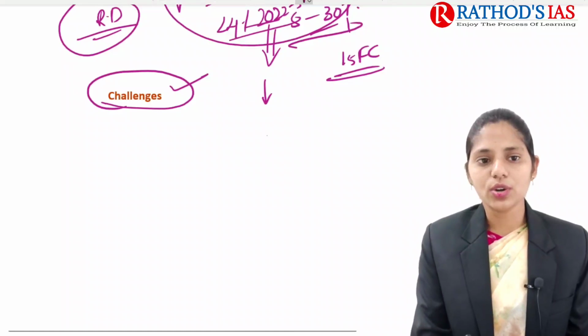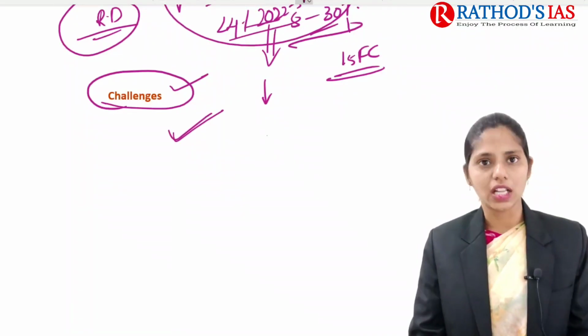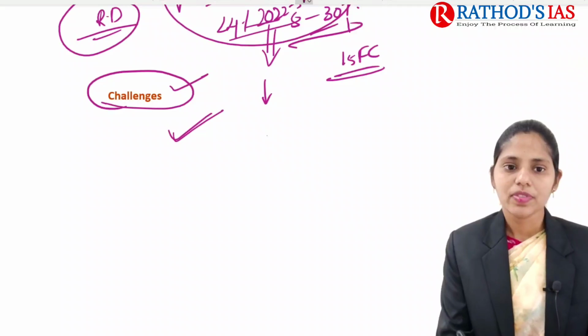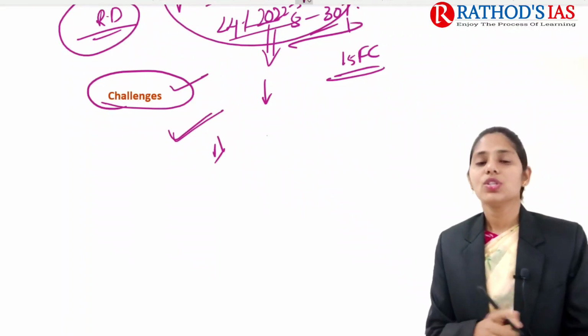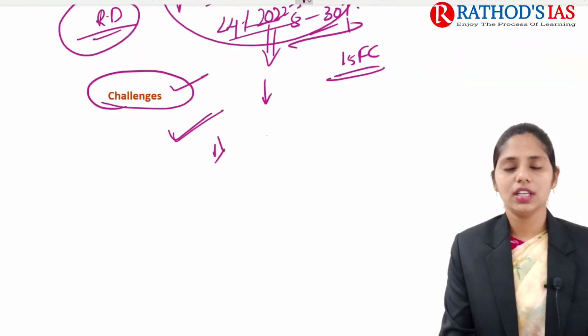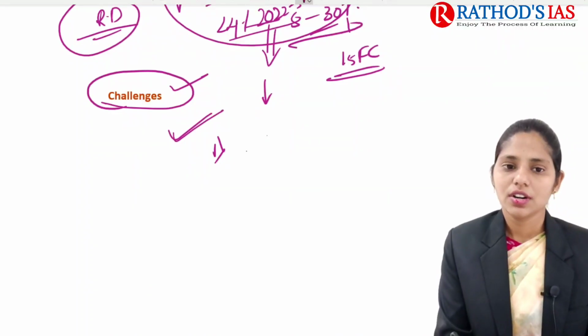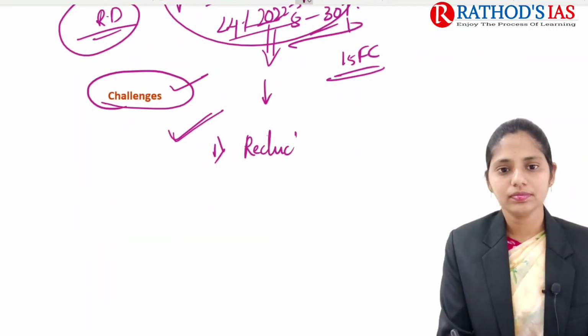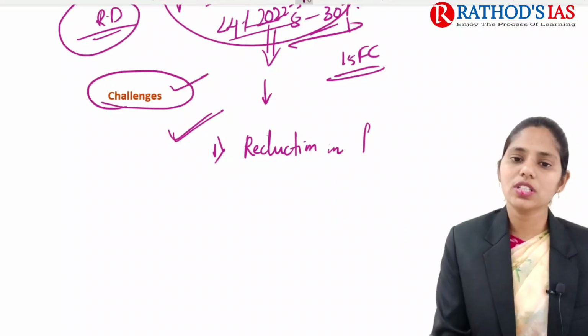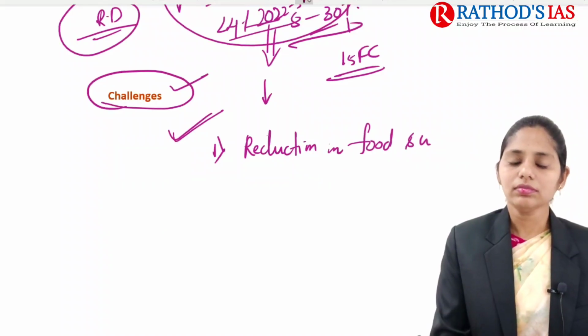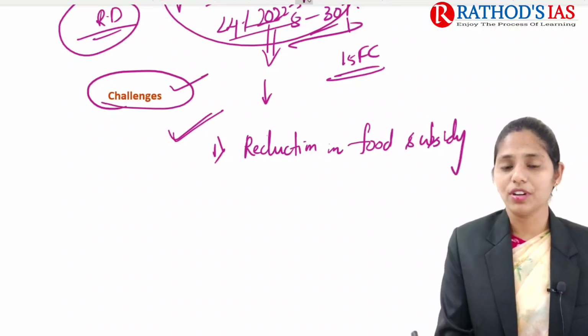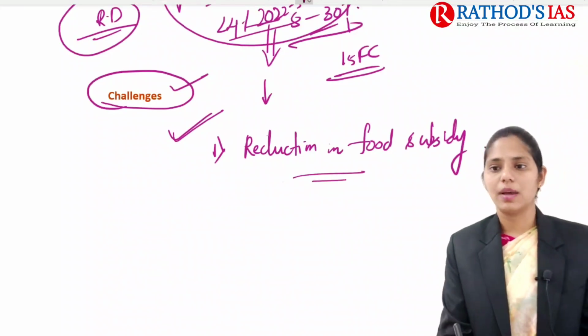Now let us talk about some challenges regarding this fiscal consolidation. Please make a note here. The first important challenge, or the thing which is missing in this budget, is the reduction in food subsidy. We discussed this in our part 1, right? So there is a reduction in our food subsidy.